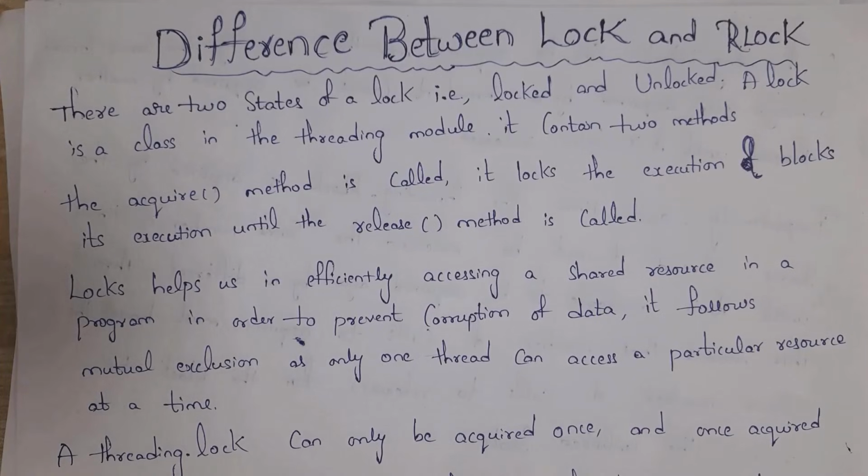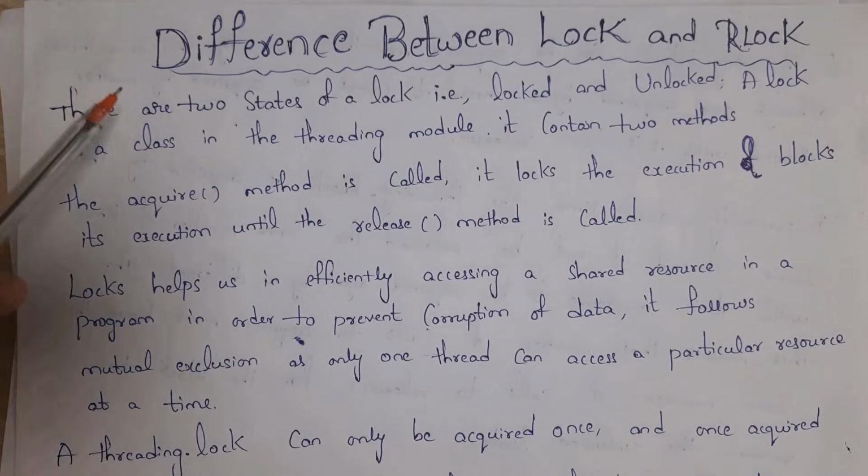Next I will explain the difference between Lock and RLock. There are two states of a lock: the first one is locked and the next one is unlocked. But what is a lock? Lock is a class in the threading module.